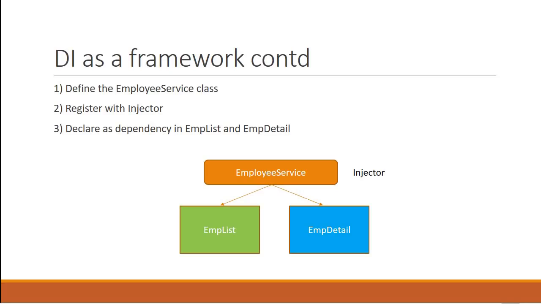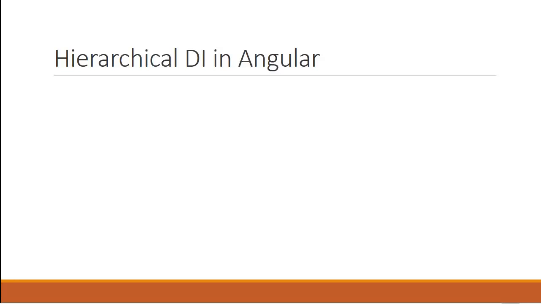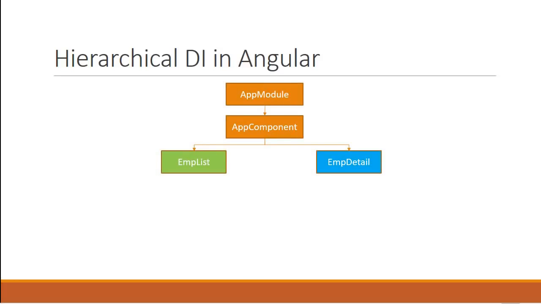The second step is to register the service with Angular's injector. If we don't register, the service will be just another regular class according to Angular. Now there are multiple places where you can register the service, but the place you register is important because Angular has a hierarchical dependency injection system. So consider the example application. It has app module. The app module has app component. The app component has 2 components nested inside, employee list and employee detail.